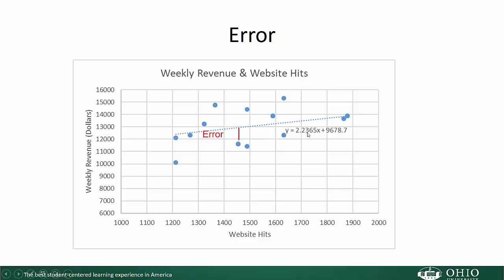For some observations, there's not that much error. So if you look at these restaurants right here, you can see that their actual weekly revenue was very similar to what the regression equation predicted. However, for other restaurants, there's a much greater degree of error. So if you look at this restaurant, you can see there's a lot of error. Their actual weekly revenue was a little over 10,000, but the regression equation predicted that it would be a little over 12,000. So the regression equation drastically overestimated how much weekly revenue this restaurant would have.